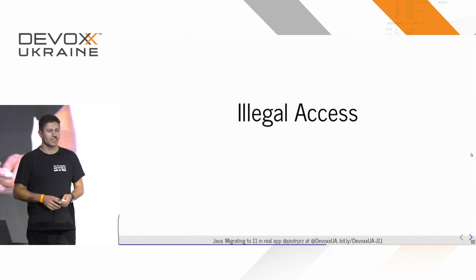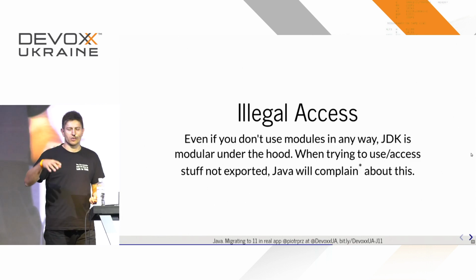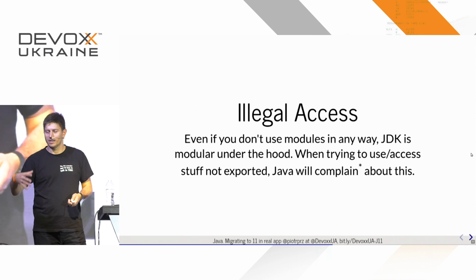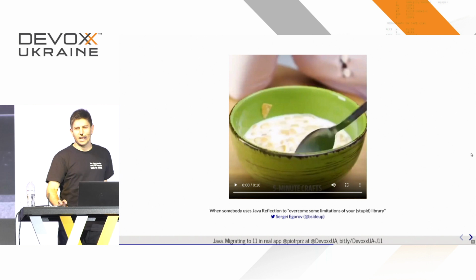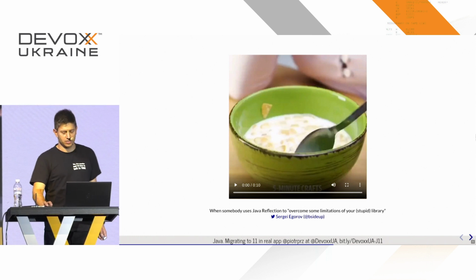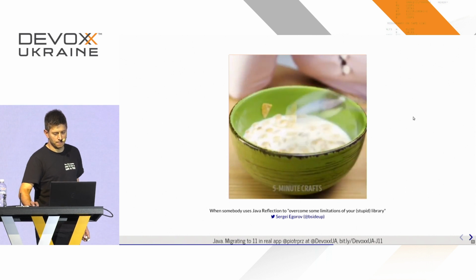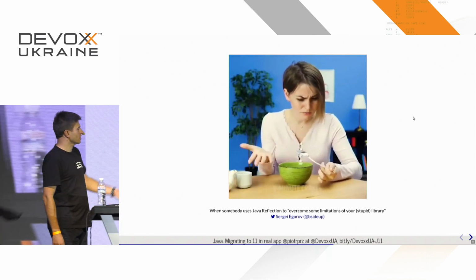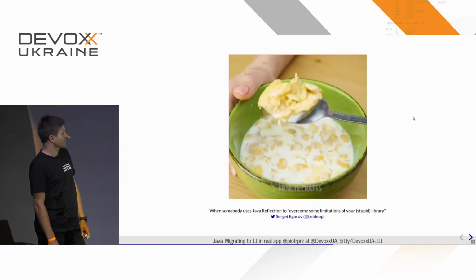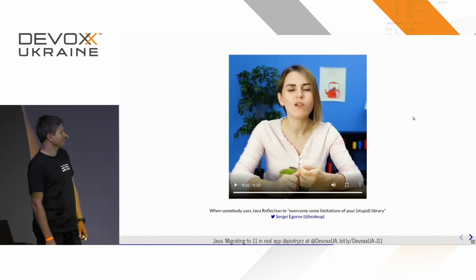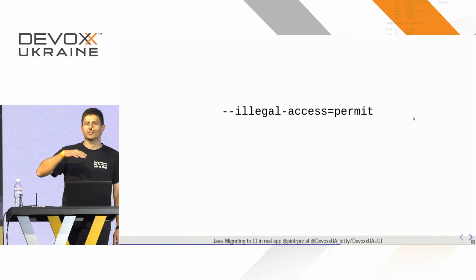So let's talk about this illegal access. I told you this is where you perform a deep reflection, because our code might not be modular, but under the hood the JDK is modular. And I really like this: what happens when you overuse the reflection? I find this tweet from Sergey Egorov really interesting. This is the usage of deep reflection. Yeah, so if you're using deep reflection, in the first place, you should try to get rid of it.